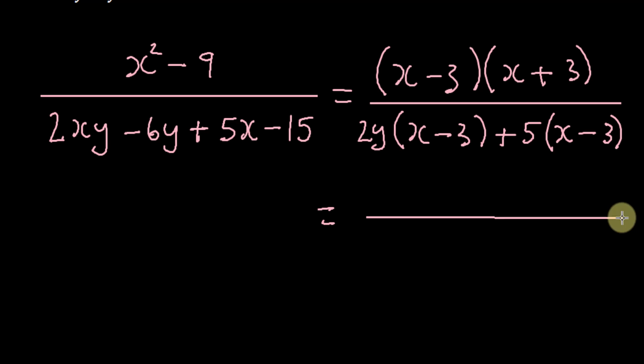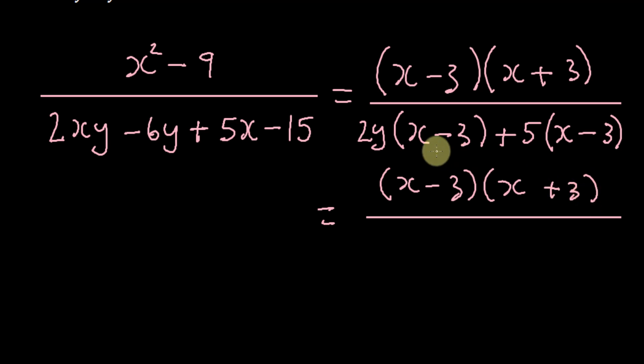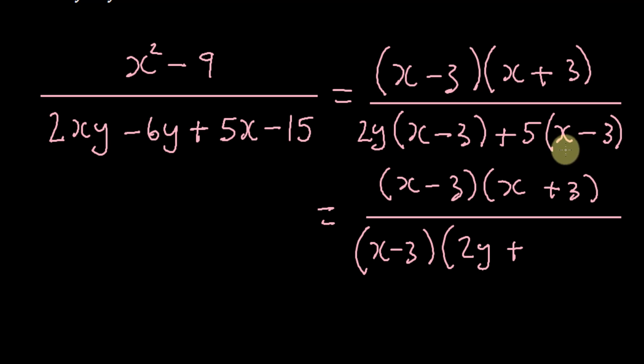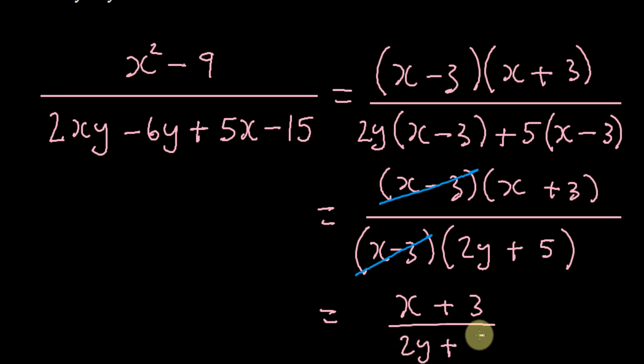We need to complete the grouping in the denominator. So in the numerator, we have x minus 3 times x plus 3. Now we take out x minus 3 as a common factor in the denominator. So if we take out x minus 3 here, we're going to be left with 2y. Then our plus, and x minus 3 taken from here, we are left with 5. The x minus 3 here cancels with this x minus 3, and we're going to be left with x plus 3 over 2y plus 5.